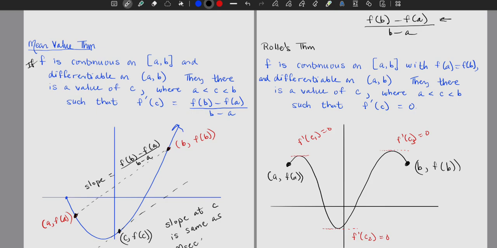An important thing: this is probably our first exposure to reading a theorem and understanding how to use a theorem. Anything that's after the word if is basically called your hypothesis.